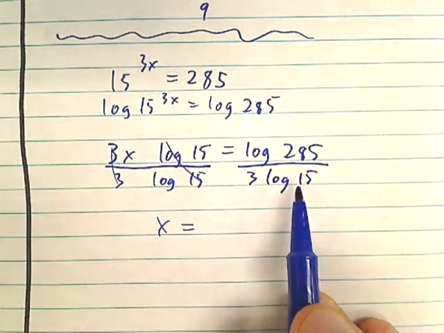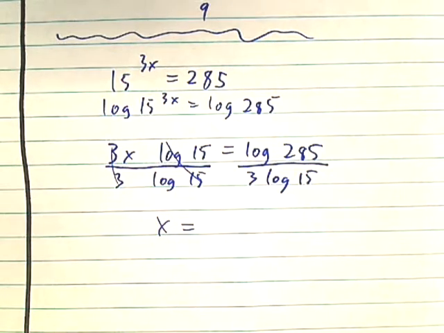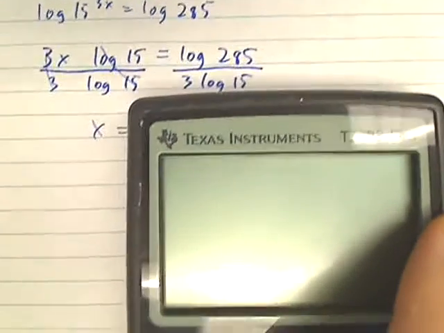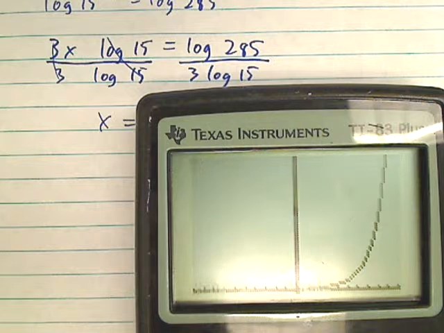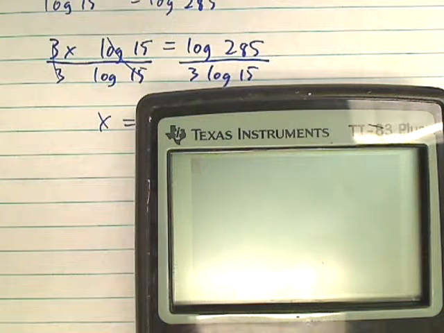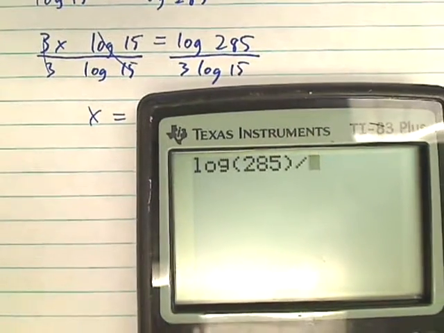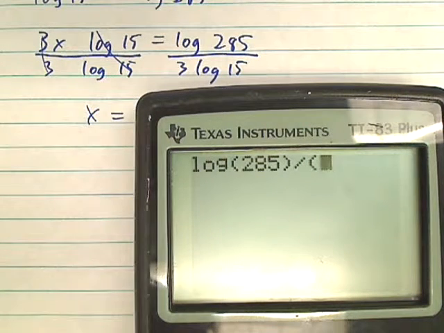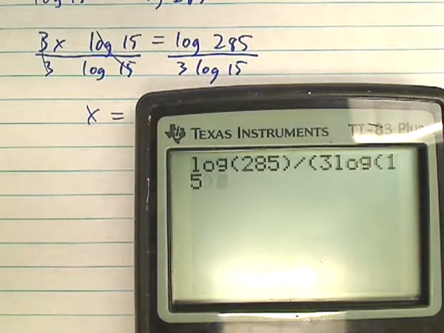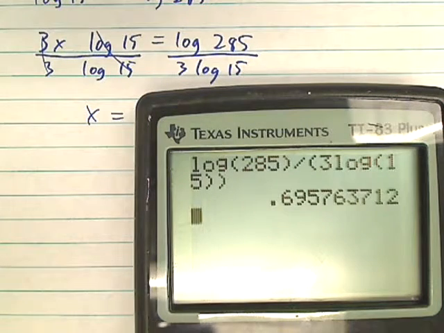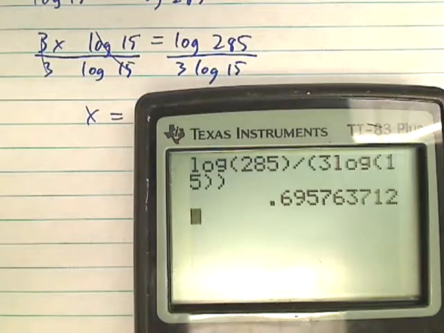And for this part here, we would need our calculator. I don't have it right here. Go ahead and do it. Be sure to put your denominator in an extra set of parentheses and go ahead and punch this in. Make sure you can do it. Okay, so log 285 divided by 3 log 15. You'll need an extra set of parentheses around the denominator because there's more than one thing down there. And you should get 0.6957, blah, blah, blah. The 4 decimals looks great. 0.6958.